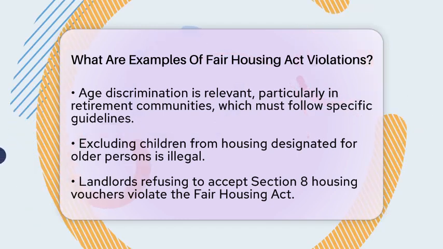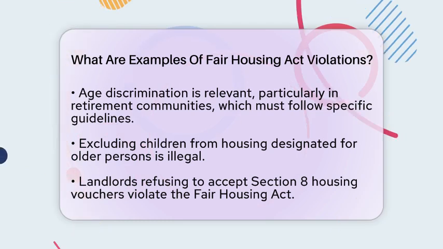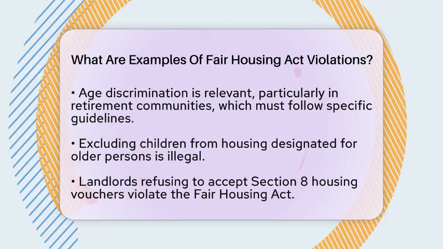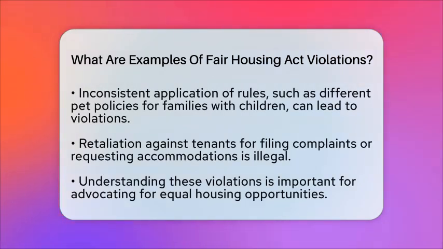Inconsistent application of rules can also lead to violations. For example, if a landlord enforces different pet policies for families with children compared to those without, that could be seen as discriminatory. Lastly, retaliation against someone for filing a complaint or requesting accommodations is illegal. This includes actions taken against tenants who try to enforce their rights under the Fair Housing Act.